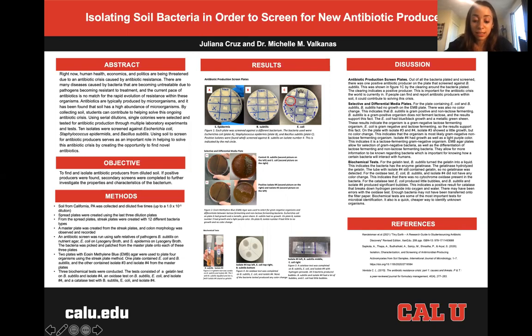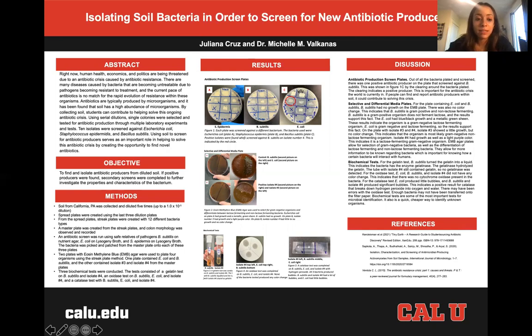I had 10 isolates that I screened against E. coli, S. epidermidis, and B. subtilis, and this was important in order to find novel antibiotics to help with this crisis. The objective of this experiment was to find and isolate antibiotic producers from diluted soil. If there were positive producers, which later you'll see I did find one, secondary screens were completed to further investigate the properties and characteristics of the bacterium.